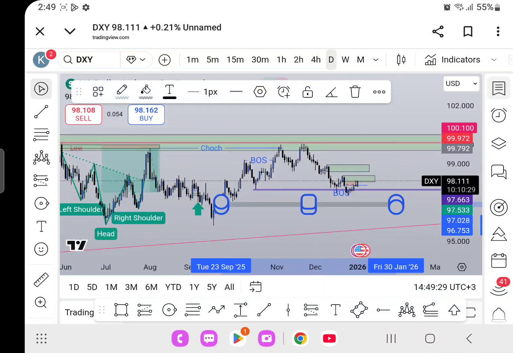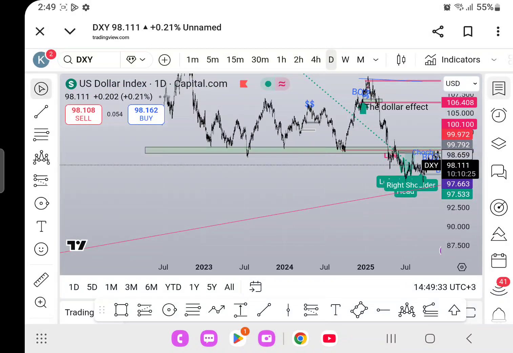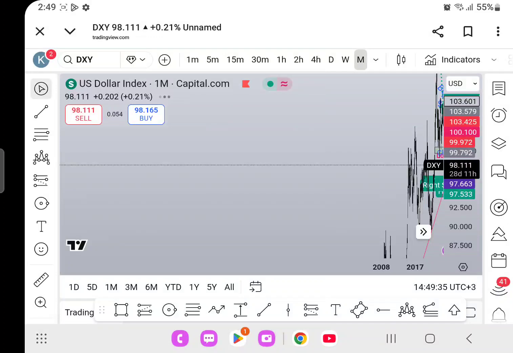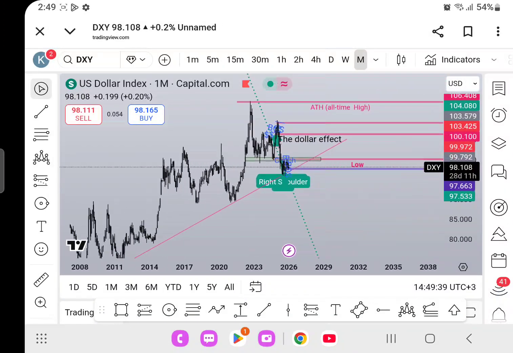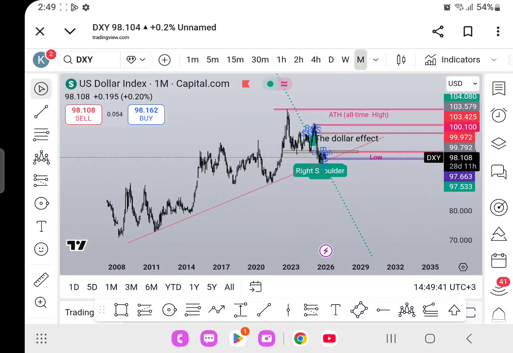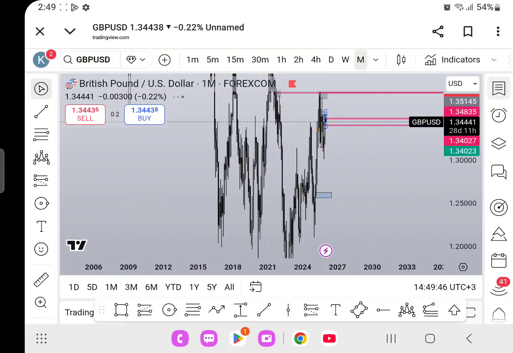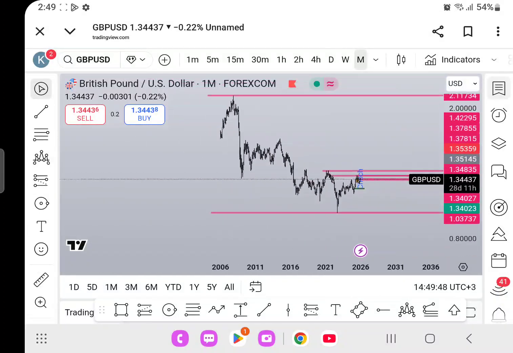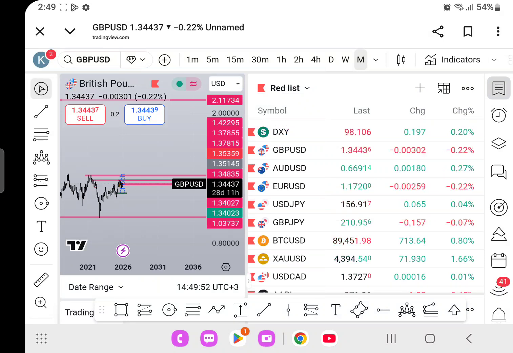Now remember the DXY. Let me make a simple analogy here. The DXY has been buying for the recent years, opposite to our GBPUSD, which has been selling. So when the pound is selling, the dollar is buying. It's called currency correspondence. I think something like that.